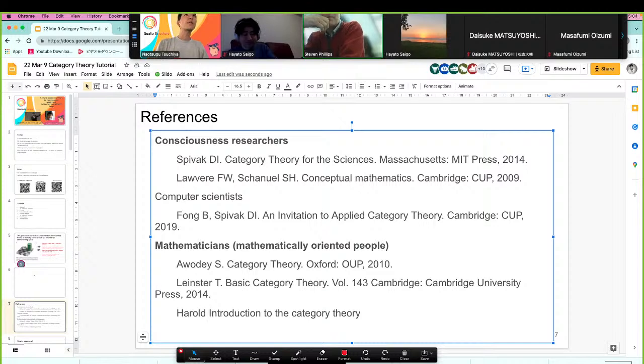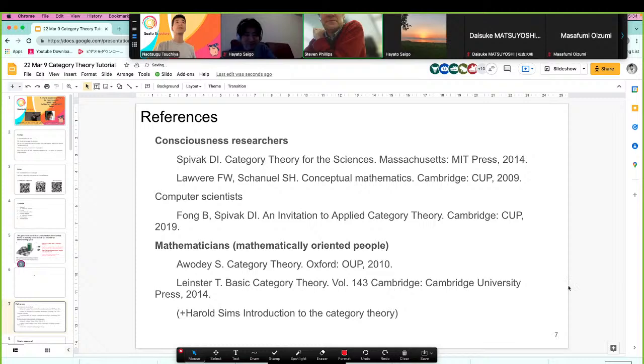I see. What's the name of that author? Harold? Simon, Harold Simmons. Yeah. Sorry, I can't see it. I've blurred out my screen, but maybe you can type it in the chat and later I'll change it. Okay. But there are lots of books and you can probably find many books in the references as well.